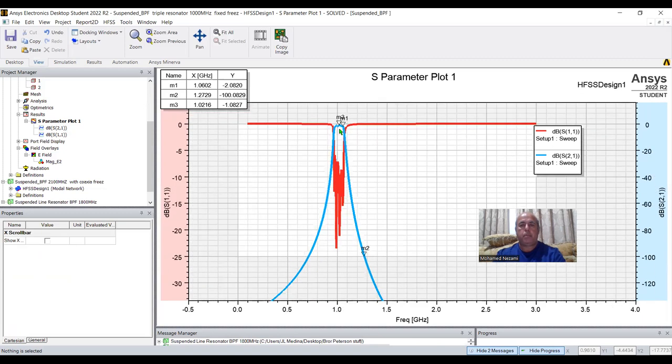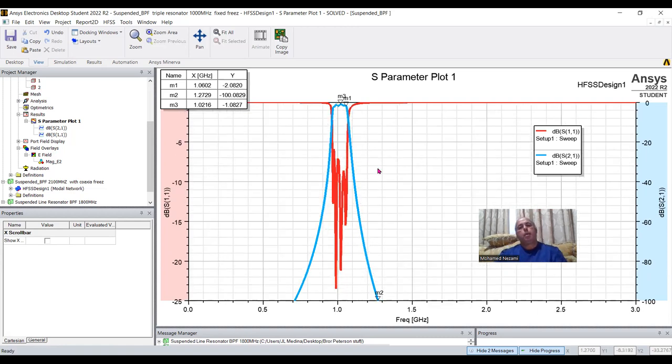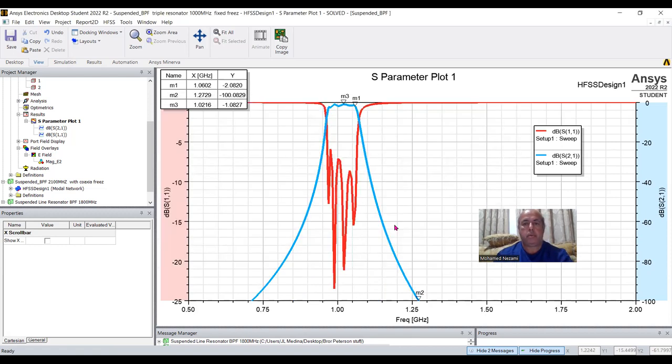Okay, so we're going from M4 to, what was the marker? M1 is at 1 gigahertz, okay, and M2 is at 1.27, okay? So only that much away and you're down 100 dB. That's pretty impressive, very impressive. Let's zoom in. Let's look between, say, a half and two. Okay. And you can see that the response is pretty good.